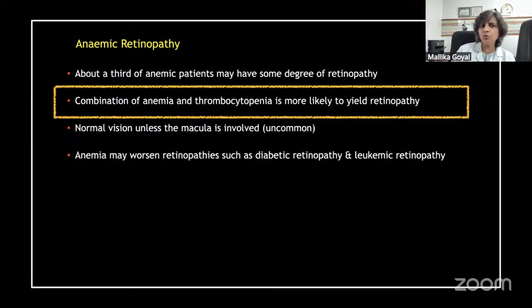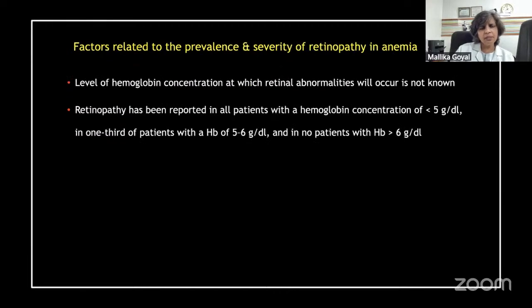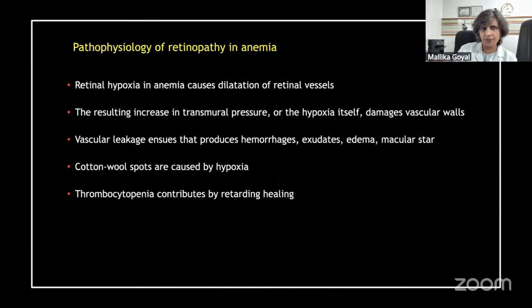Just anemia does not usually cause any retinopathy. It's a combination of anemia and thrombocytopenia which can lead to retinopathy. Vision remains normal, but anemia can worsen retinopathies such as diabetic retinopathy and leukemic retinopathy, though itself it may not cause retinopathy. The level of hemoglobin concentration at which retinopathy can occur is not known, but it is known that most patients with a hemoglobin less than 5 will have some retinopathy, and those with hemoglobin over 6 will not have retinopathy. And one third of those between 5 and 6 will have retinopathy.